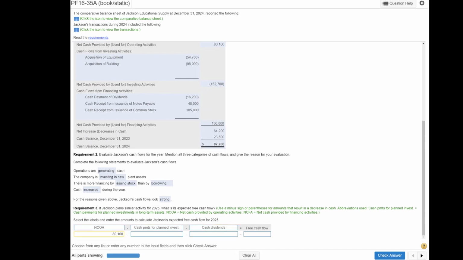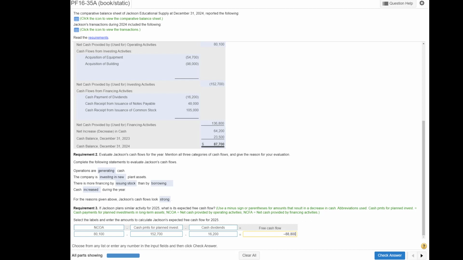Cash payments for planned investments. We're going to use this. Oops, I grabbed the wrong one. We're going to use this 152,700 because this is where we're investing in plant assets. So I'm going to copy and paste 152,700. And then we're going to assume we're still going to pay the same amount in dividends, which was 16,200. So we're going to take 80,100 minus 152,700 minus 16,200, and we get minus 88,800. So they're not going to have any free cash flow.